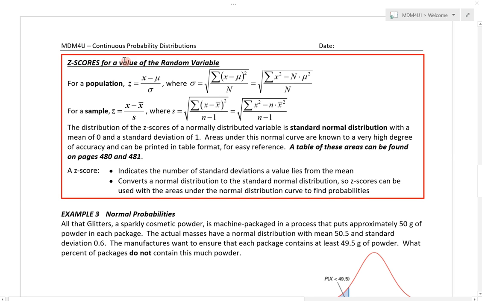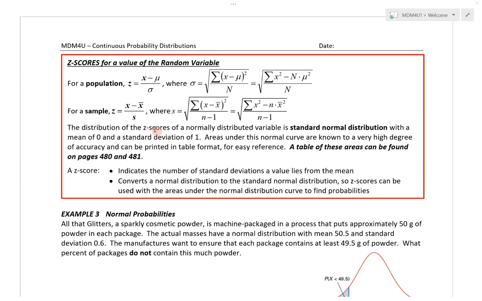Okay, z-scores for value of the random variable. So here's just a quick review of z-scores. Z-scores represent how many standard deviations you are considering. So z would be kind of like the number of sigmas, okay? And we have some of the formulas that we've been using in the past to calculate the z-score and the standard deviation for both a population and for a sample.